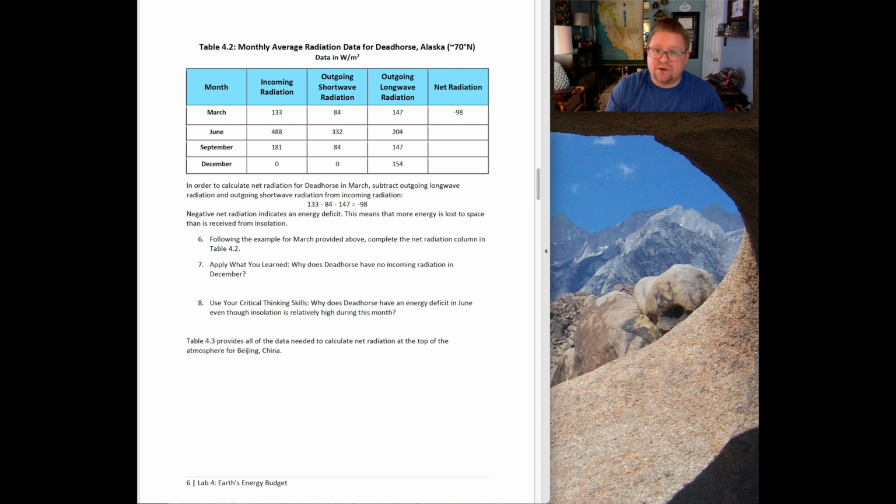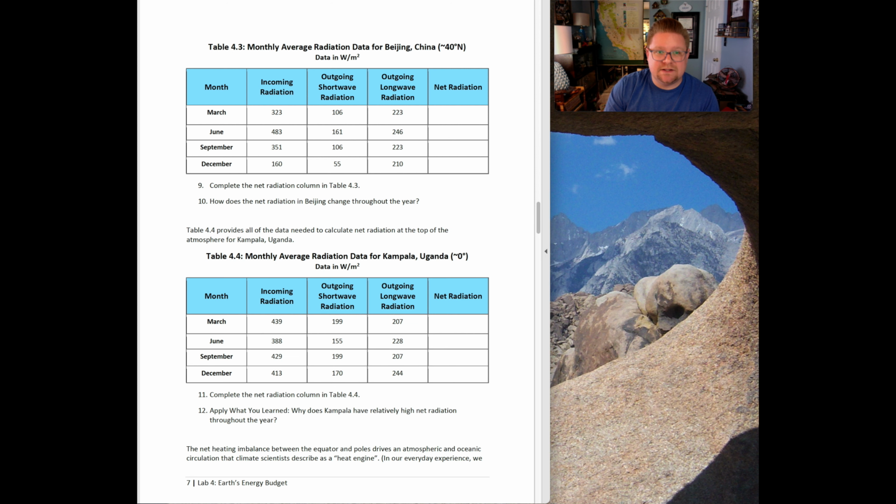So in order to calculate the total net radiation for Dead Horse in March, subtract outgoing long wave radiation and outgoing shortwave radiation from the incoming total radiation. So you're going to end up filling in these final 3 boxes, and then based on those values, those observations will be interpreted to answer the remaining questions. Moving forward, we look at an itemized list again for Beijing, an itemized one for Uganda, so you'll go ahead and complete those as well.